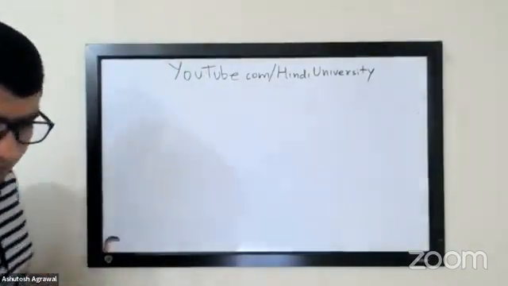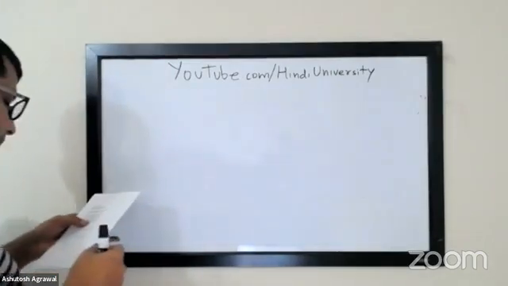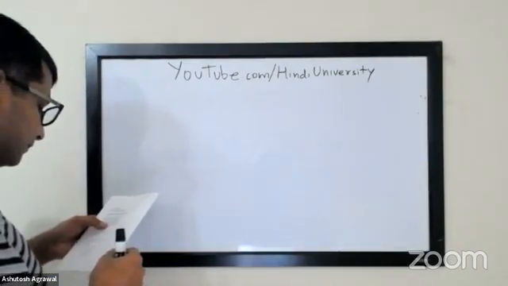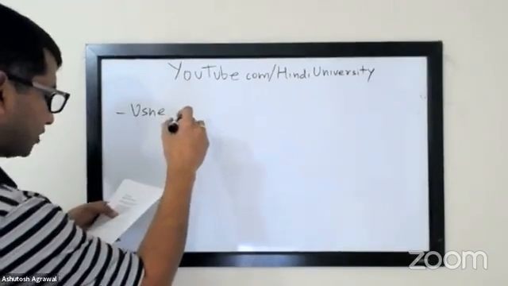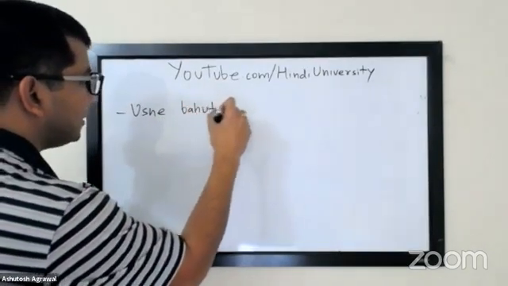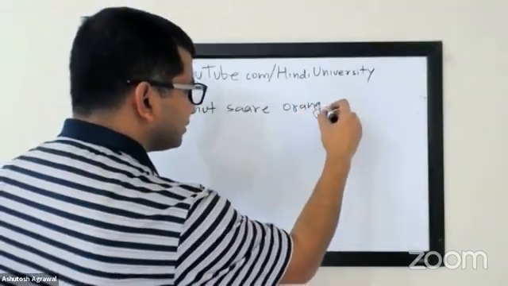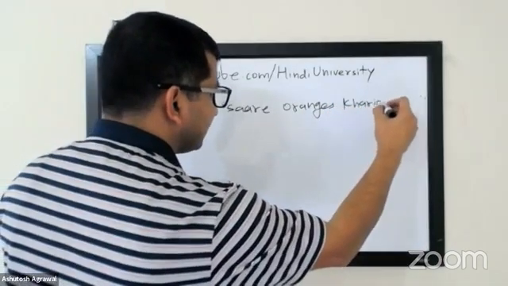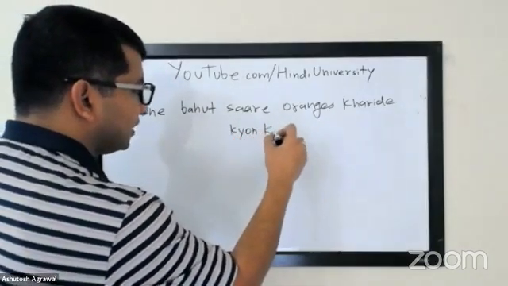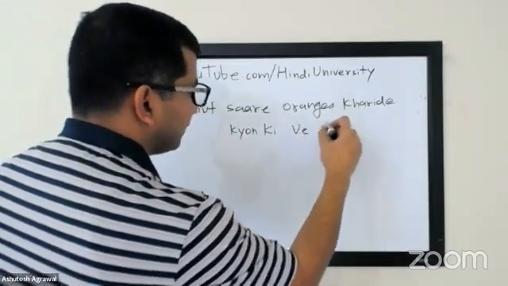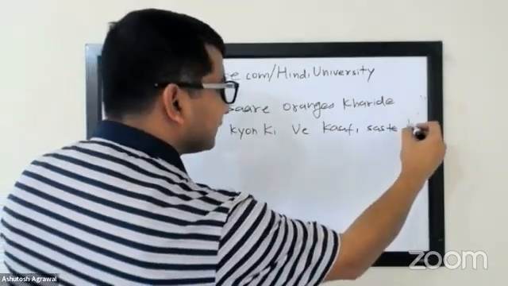This is for everyone, so I want all of you to give it a try. Usha Jain writes it down. She says, उसने बहुत सारे संतरे, but I'm going to just write down, उसने बहुत सारे oranges खरीदे क्योंकि वे काफी सस्ते थे.